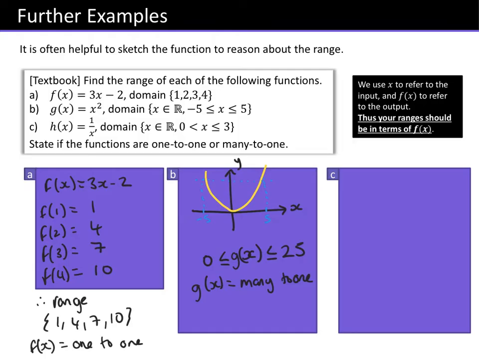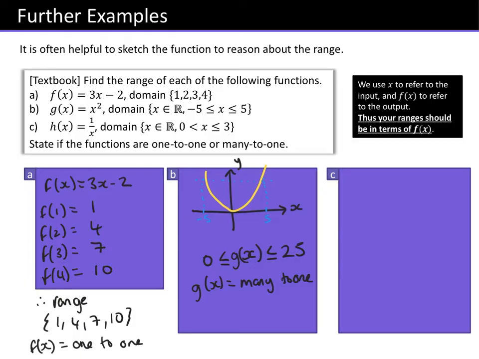Okay? So then, lastly, it says h of x equals 1 over x, and the domain belongs to the real numbers. Now, because it belongs to the real numbers, if you did want to substitute in 5, 4, 3, 2, 1, don't forget a real number is also 3.5. Okay? So it can give us a bit of an estimate of what's going on. So then, if I was to state 1 over x, we should all be happy with the graph 1 over x. Okay? Does anyone know what the graph 1 over x looks like?